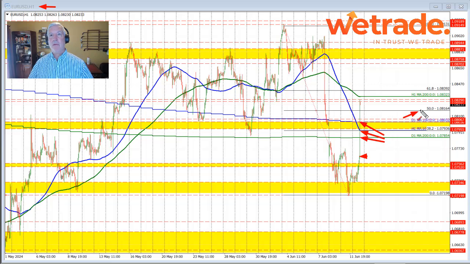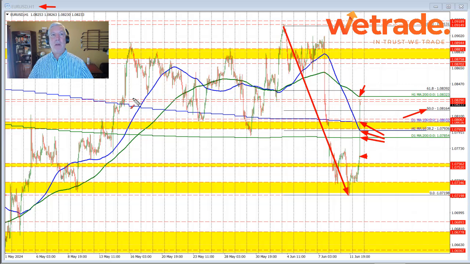We extended above the 50% midpoint of the move down from our most recent high to our low price that we saw in trading yesterday. And we moved up closer to the 200-hour moving average at 1.08323. We're currently trading at 1.0823. So there seems to be some reluctance to head above that level.